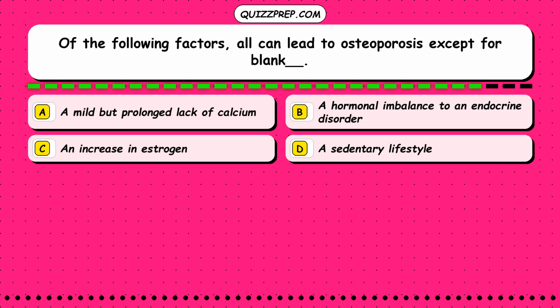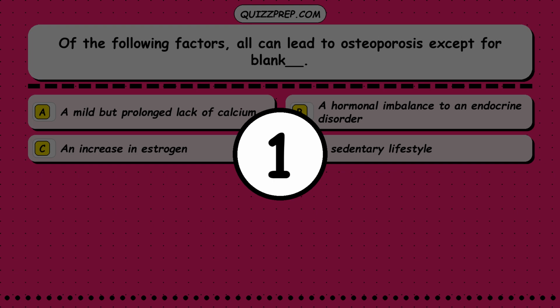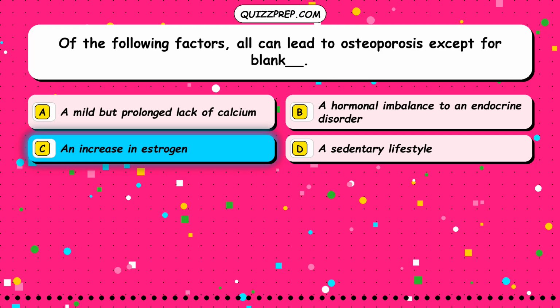Question 154. All of the following factors can lead to osteoporosis except for blank. Option A, a mild but prolonged lack of calcium. Option B, a hormonal imbalance due to an endocrine disorder. Option C, an increase in estrogen. Option D, a sedentary lifestyle. The correct answer is option C, an increase in estrogen.